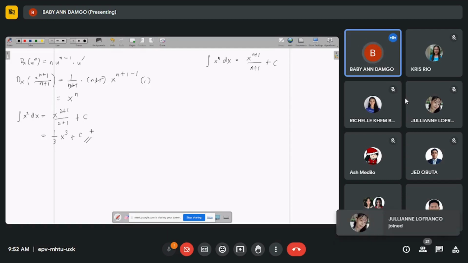Okay? So if mag-check mo ani, so kwaon na to ang derivative sa 1/3 x cubed. It's 1/3 times 3 times x to the power of 3 minus 1, which is equal to x squared, our small f of x.